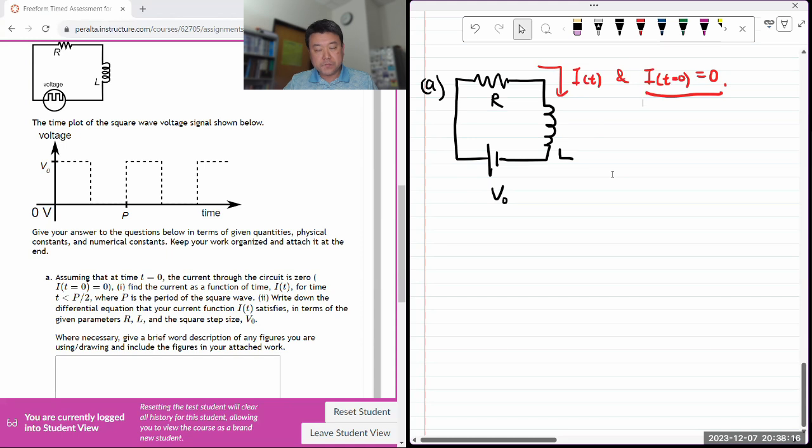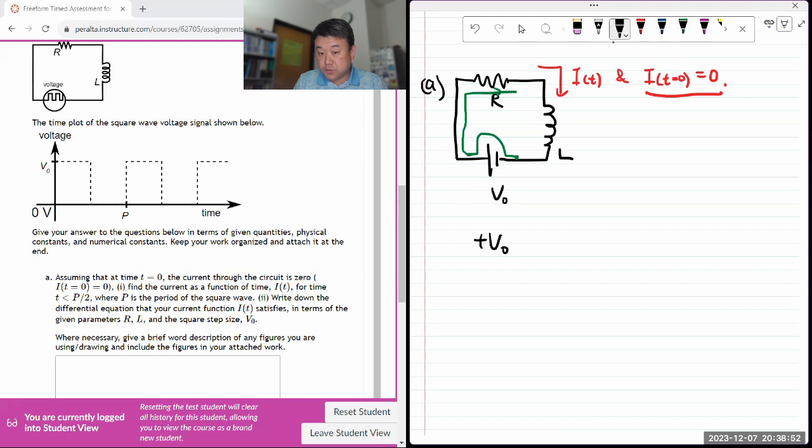Approaching a time-dependent circuit, you use Kirchhoff's rule. This is a circuit with one loop, so use Kirchhoff's loop rule to write down one of your equations of motion. I'm gonna start from here, and then I go across the battery. I gain a voltage of plus V naught. Let's keep going. As I go across the resistor in the same direction as current, I lose voltage equal to minus I times R.